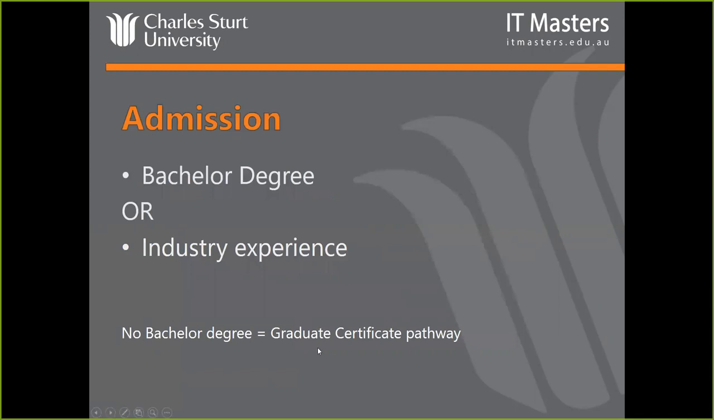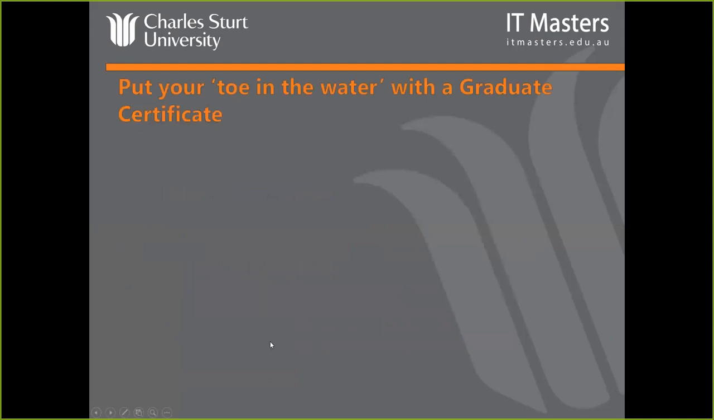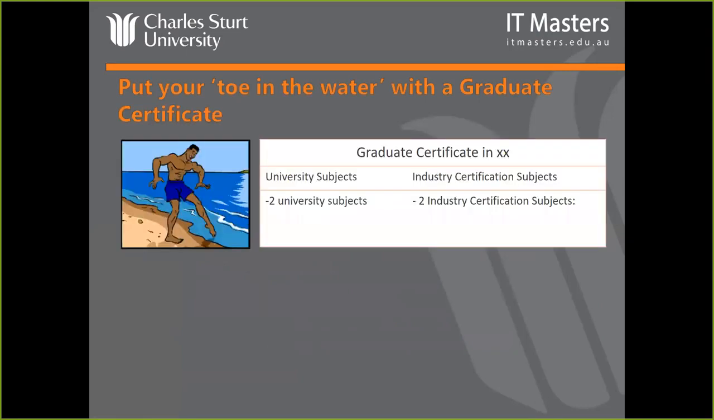So if you don't have a bachelor's degree, don't panic. Providing you've got a couple of years industry experience, you can come in through the graduate certificate pathway. It is 4 subjects, 2 and 2. If you do project management, it'll be a graduate certificate in project management. Those 4 subjects will come out of the Master of Project Management.